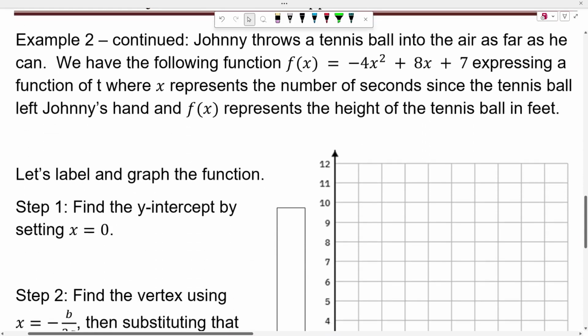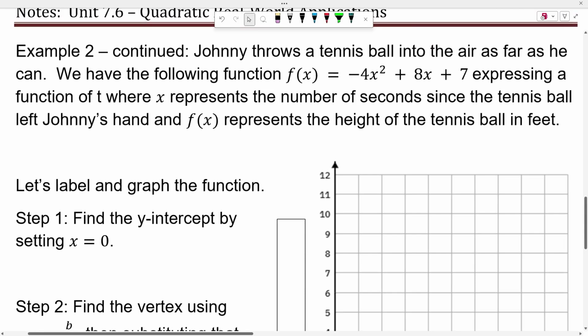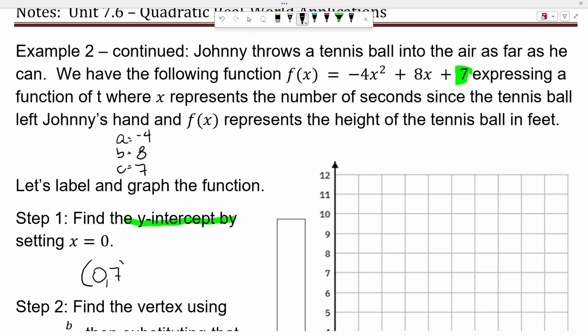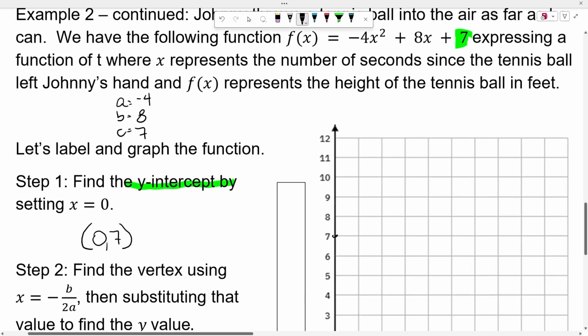When we go to solve this, we can take and label everything. So first we want to find what's my y-intercept. Well, the y-intercept, remember, is the c value in my equation. Because remember, if I go and find my a, b, c's, a is -4, b is 8, and c is 7. So my y-intercept is 0, 7. And I can start that as my first point.